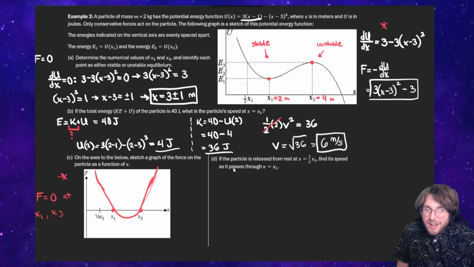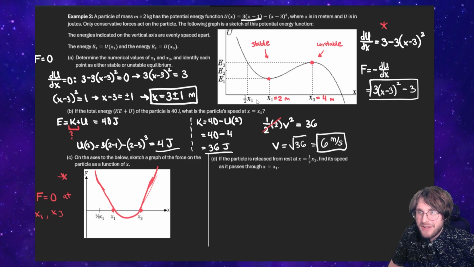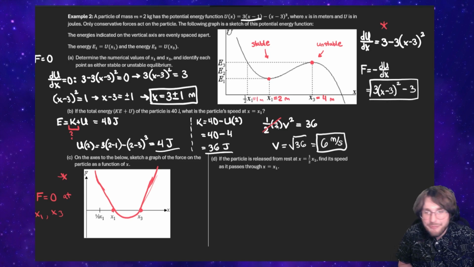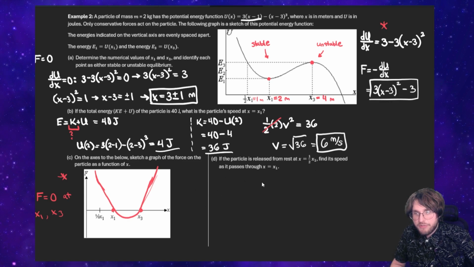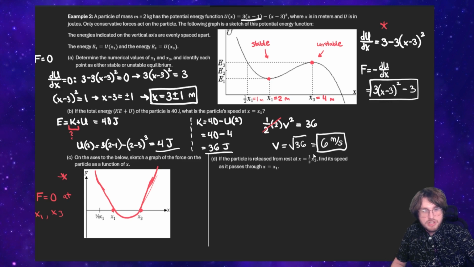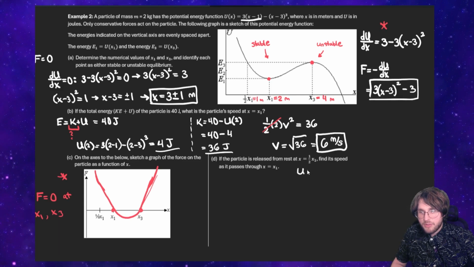And in part D, we're being told that if the particle is released from rest at 1/2 x1, so that's right here, half of x1 would be just 1 meter, it looks like, based on what we know x1 is. We're being asked to find its speed as it passes through x1. So here, we need to figure out, I guess first, the potential energy at 1/2 x1. So we need to find the potential energy at a position of 1. So we'll go ahead and plug that into our function.